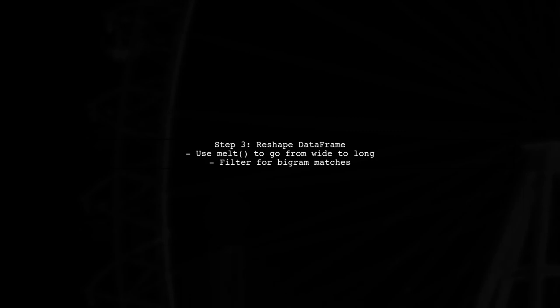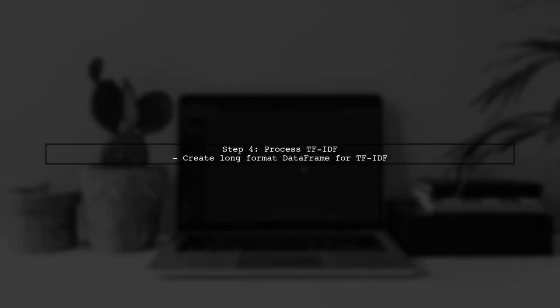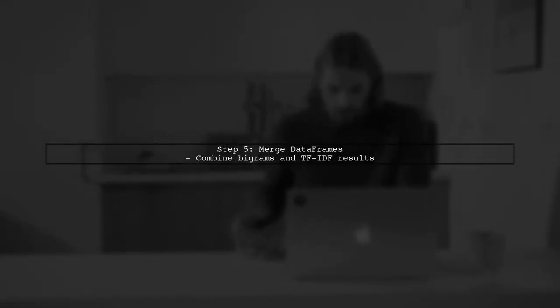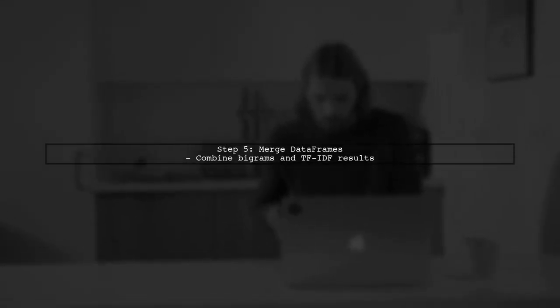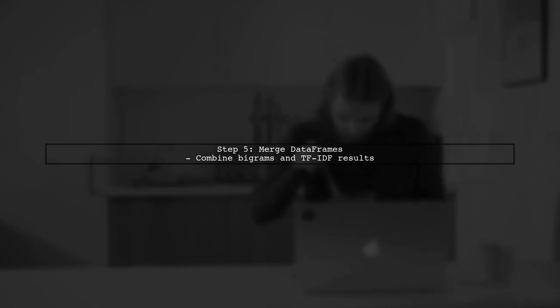Then use the melt function to reshape the data frame from wide to long format, filtering for bigram matches. Repeat the process for the TfidfTransformer to create a long format data frame for TfidF values. Finally, merge the bigram and TfidF data frames to get a complete view of the data.